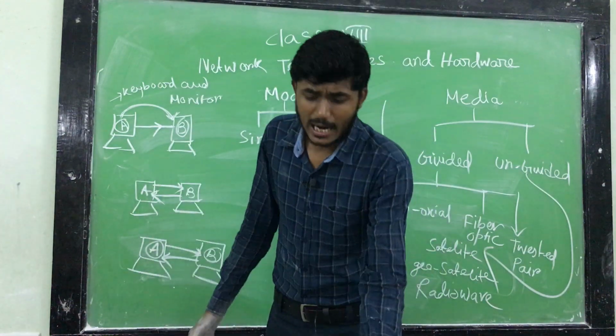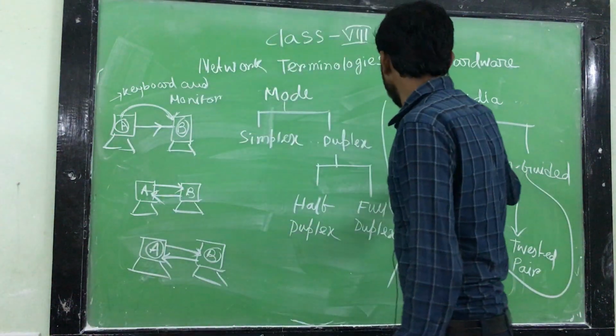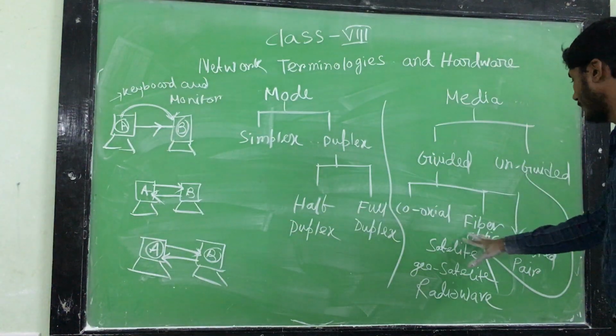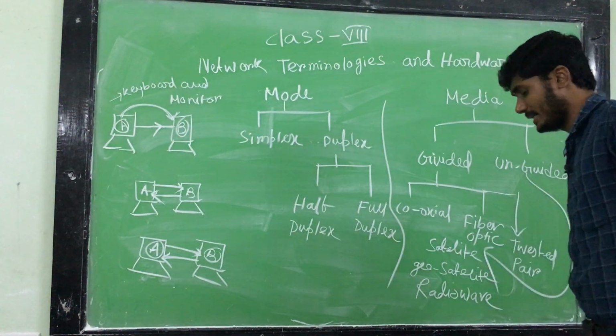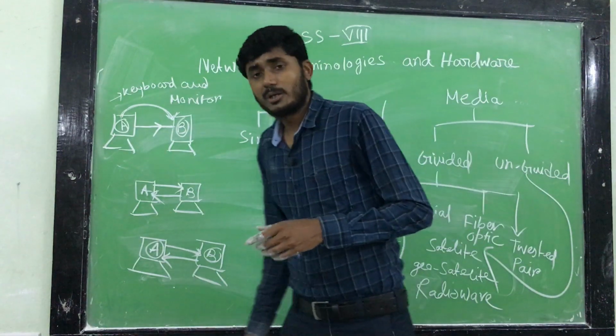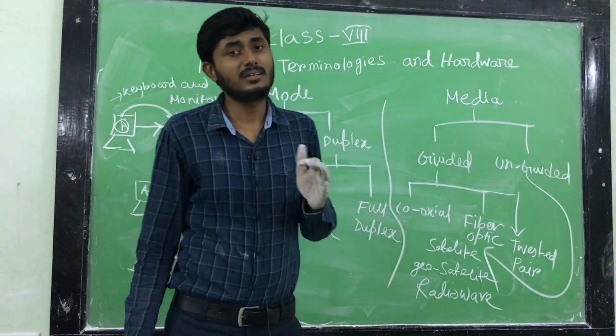In my next class I will discuss media, guided and unguided media, coaxial cable, fiber optic cable, twisted pair cable, satellite, geosatellite, radio wave, and then types of network: LAN, MAN, WAN, PAN, CAN, etc.